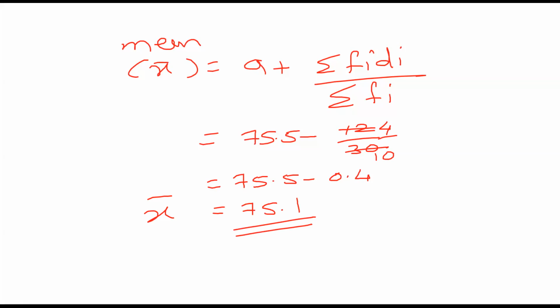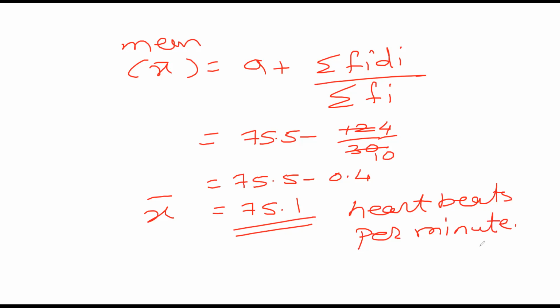So the mean is 75.1. But what is the unit of the mean? Heartbeats per minute. Right? Unit विसरायचं नाही. Okay, so the mean is heartbeats per minute. Is that clear? Yes, sir. So yes. It's not minus, it should be plus. Sorry. Correct है. 75.9 यायला पाहिजे मग.